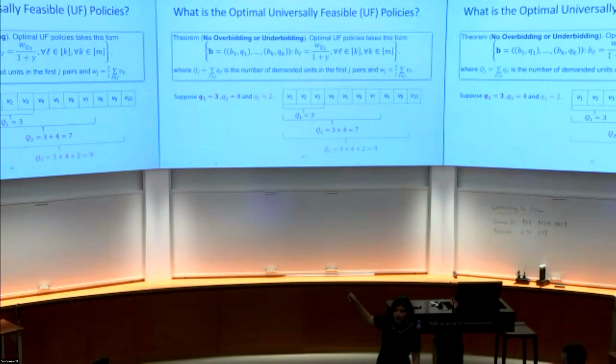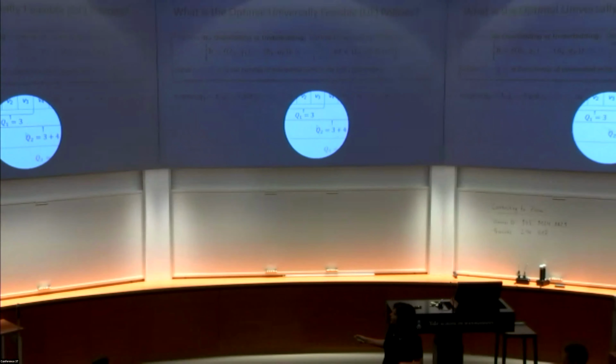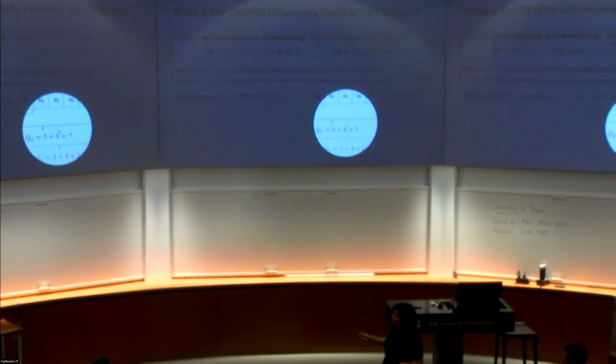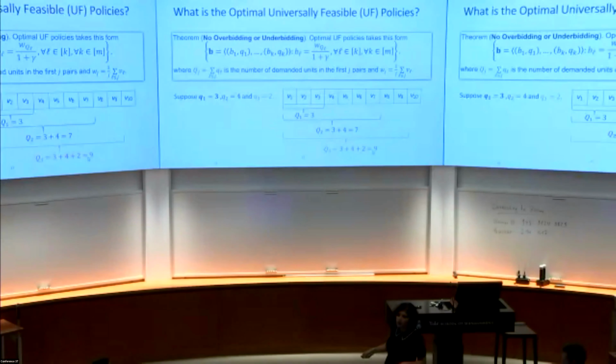Then let me calculate the capital Qs. Remember this Q_j is the number of demanded units in the first j pairs. So Q1 would be equal to little q1, which is 3. Capital Q2 would be q1 plus q2, which is 7. And then Q3 would be 3 plus 4 plus 2, which is 9. Is that clear?